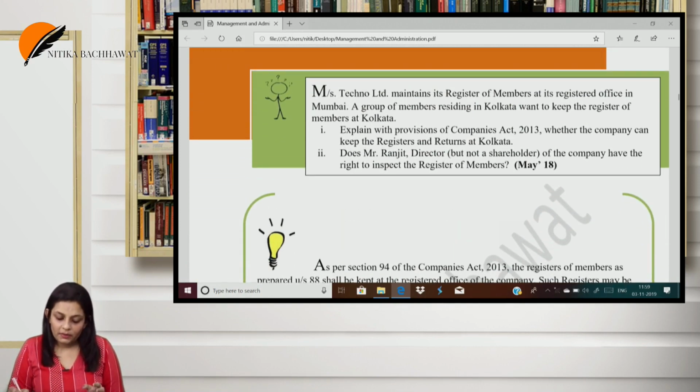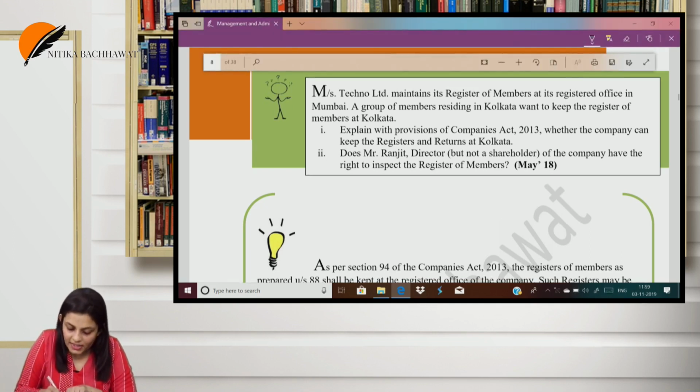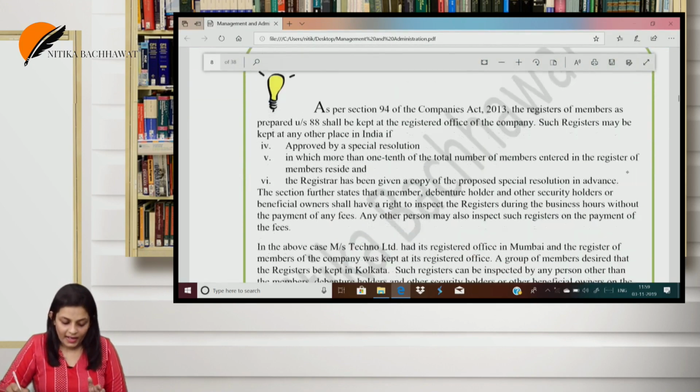Messrs. Techno Limited maintains its register of members. We have already discussed this. Here the question is a little different. What is the difference? Here they are saying Mr. Ranjit, director but not a shareholder of the company. Can he inspect?